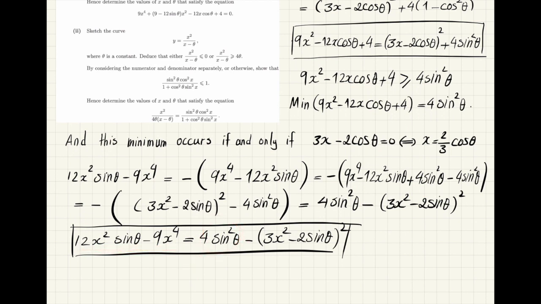So this means that this expression is always smaller than or equal to this expression. Yes. So let me write it here. So this means that 12x squared sine theta minus 9x to the power of 4 is smaller than or equal to sine to the power of 2 theta. But can this equality indeed hold? The answer is yes. It suffices to choose 3x squared equal to 2 sine theta. If you choose 3x squared equal to 2 sine theta, then this becomes 0, and then you can get this maximum value.